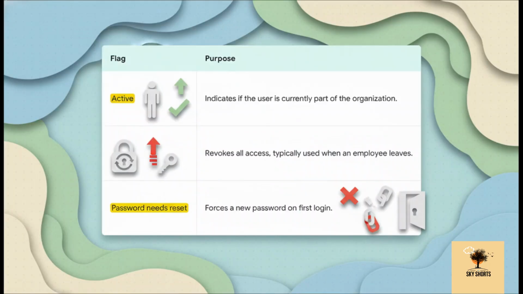Trust me. Now, these three little checkboxes, they're basically the remote control for a user's entire life in the system. Password needs reset. That's what you'll check for new hires to force them to create a secure password right away. Active's pretty self-explanatory. It means they're active in the company. And locked out, that's your offboarding switch. When someone leaves, you check this box. It instantly revokes all their access, but, and this is key, it doesn't delete their record. You keep that history, which is super important for audit.